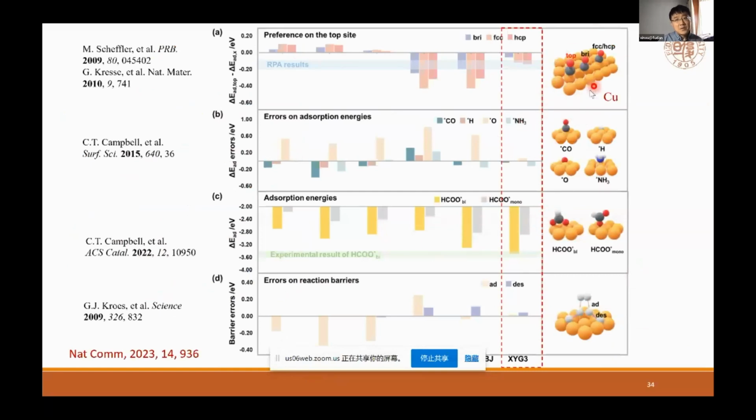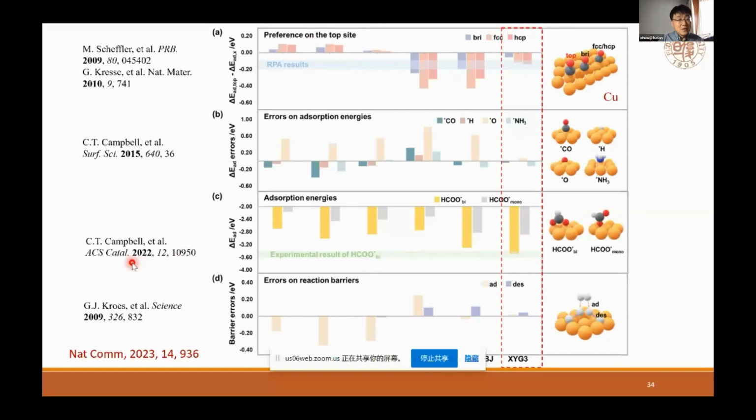So here are some more comparisons. On the copper surface, there's also a problem, the preference on the top site and the bridge site. PBE and PBE plus D all get this wrong, and it's only the new functional that gives good results in agreement with the reference number.